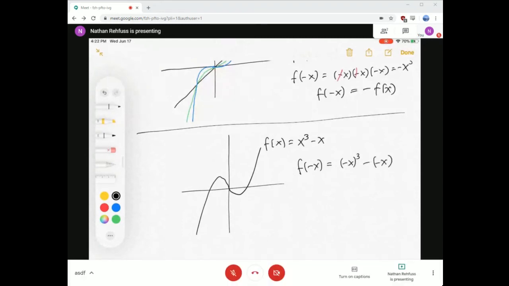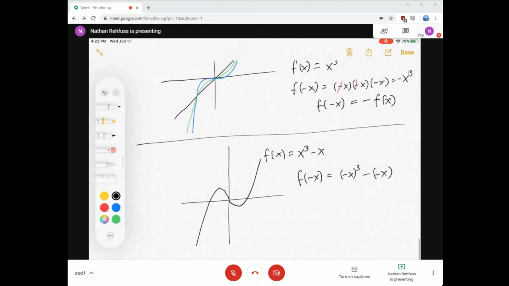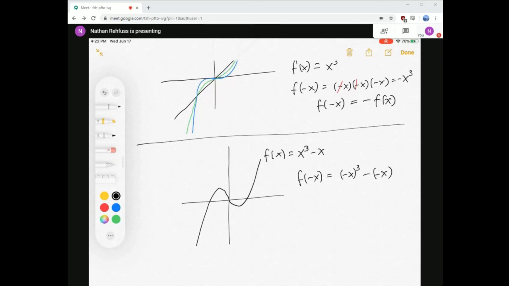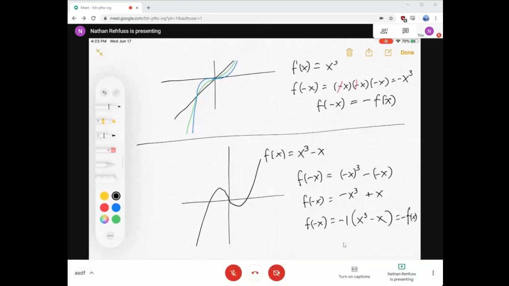Well, negative x cubed, like I saw up here, that is negative of x cubed. Two of the minus signs cancel out, the third one stays. And minus a negative x is just the same as plus x. So f of negative x is negative x cubed plus x. But as a matter of fact, that's the same as negative 1 times x cubed minus x. I can factor out a minus 1, which is negative of f of x. So f of negative x equals negative f of x. Therefore, this function is odd.